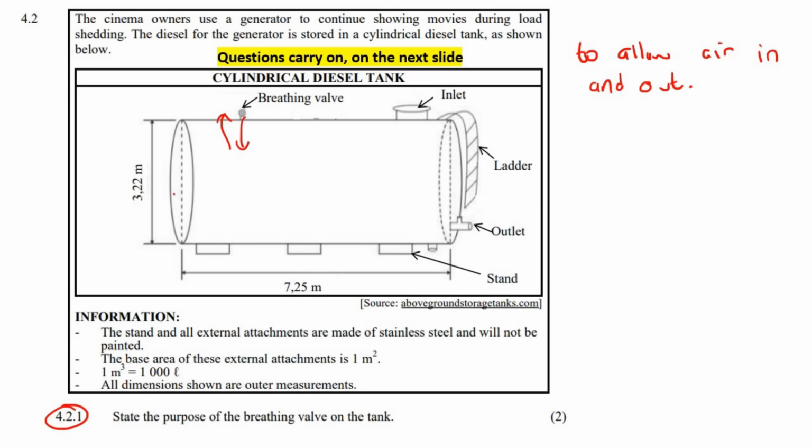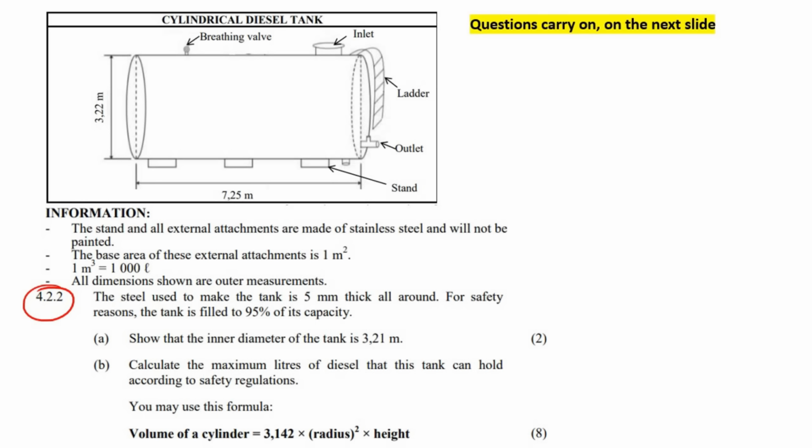Okay, next question says that the steel used to make the tank is 5 millimeters thick. For safety reasons, the tank is filled to 95% of its capacity. Instead of filling it all the way to the top, they're only filling it up to 95%. The first question says, show that the inner diameter of the tank is 3.21 meters.